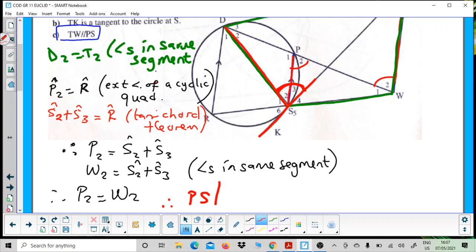PS and TW. Now, you don't just say, therefore, PS is parallel to TW and you go home. No. You have to give a reason. Why did you say that? Because I noticed that alternating angles are actually equal. Look at the difference in the reasoning.